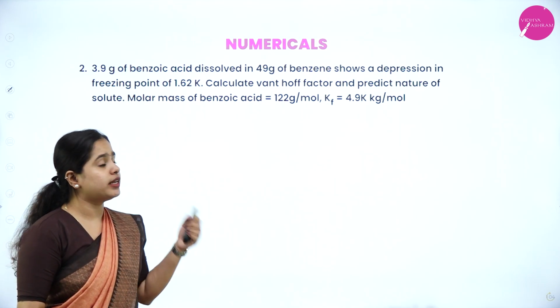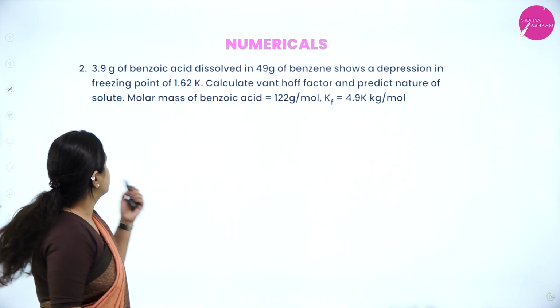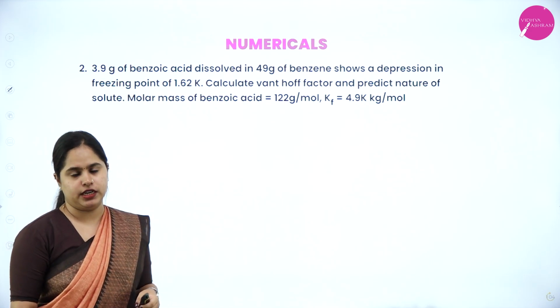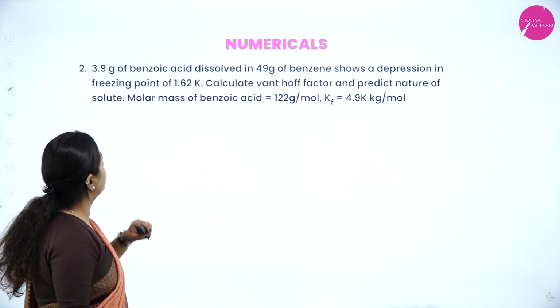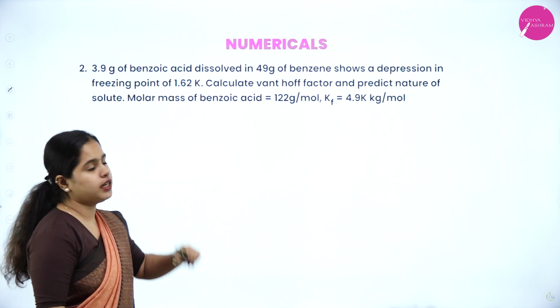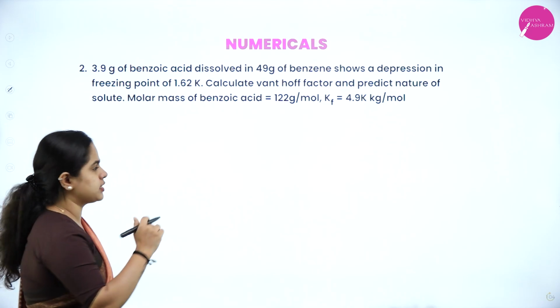Now you have to calculate the Van't Hoff factor and predict the nature of the solute. The molar mass of benzoic acid and the Kf value are given here. So what all is given? 3.9 gram of benzoic acid is dissolved in 49 gram of benzene. So the mass of the solute and the mass of the solvent are given, right?